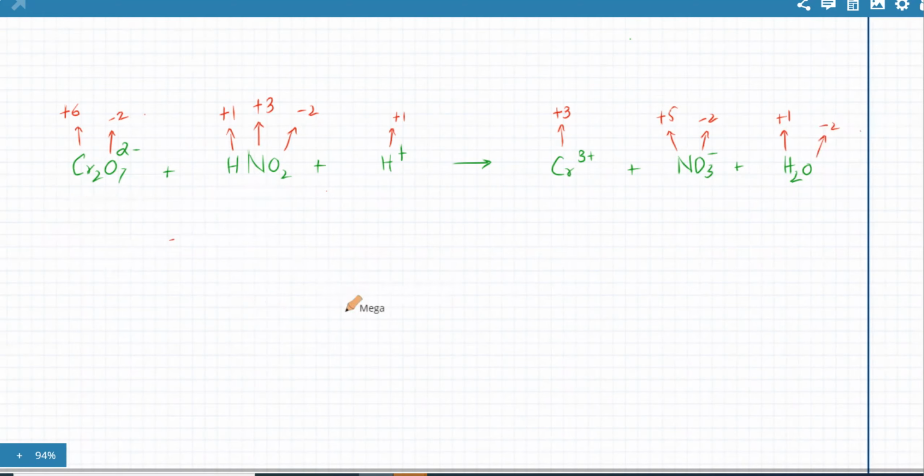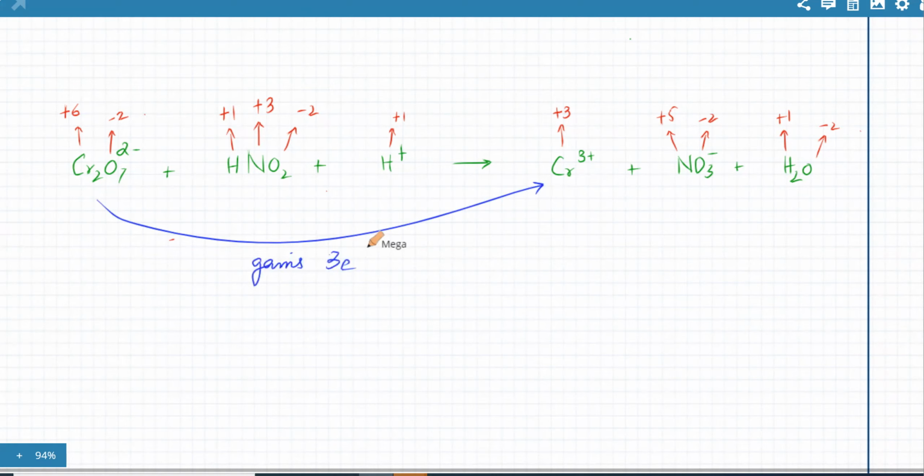Can you now identify which one is getting reduced? Whose charge is decreasing out of all the elements in this reaction? Chromium. Okay, so chromium is true. Chromium is plus 6, and it goes all the way to plus 3. So it gains exactly 3 electrons. And we're talking about one chromium, right? One chromium gains 3 electrons.